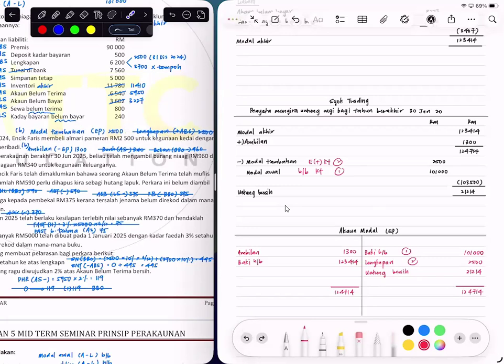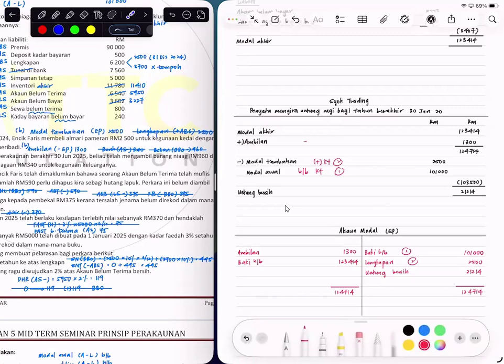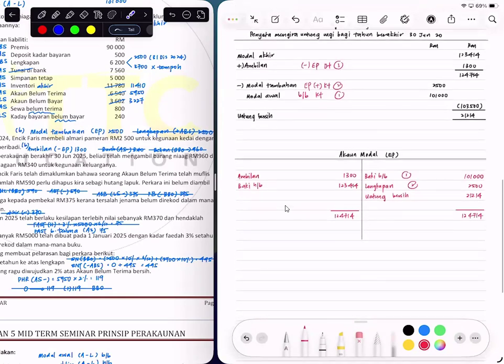Okay, then number 3, ambilan. Ambilan klasifikasi is to minus EP. Sorry, I think I forgot to write the P here. Ambilan is supposed to minus EP. So we have to record into debit side. This is number 3 item that we need to record into this question account modal.